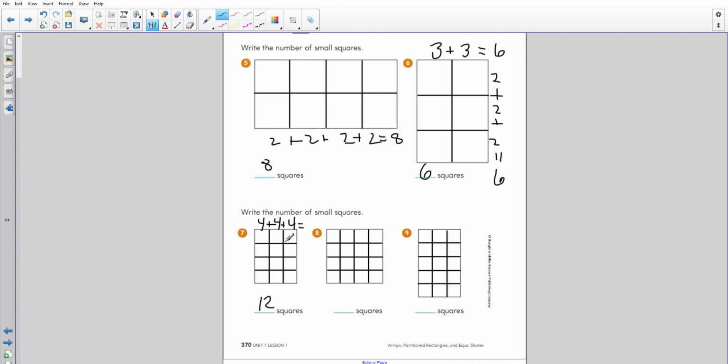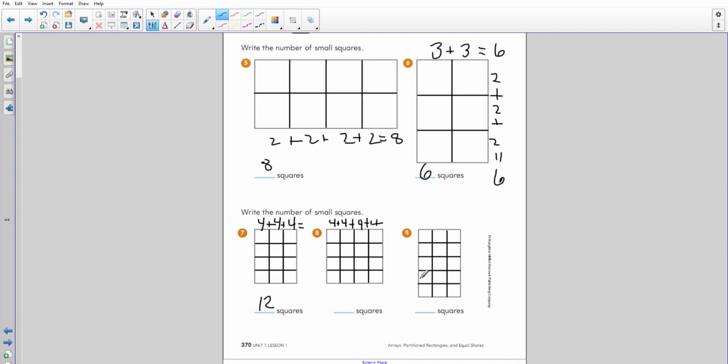Now, for those of you that have a hard time going that way, you could go using the rows across if you prefer. I'm going to go over here and I'm going to see that, well, this one is a very large one. Let me try it this way. I'm going to go like this. 4 plus 4 plus 4 plus 4.